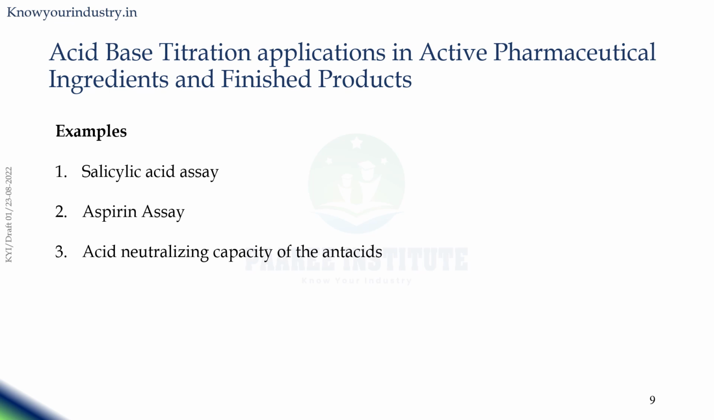Some of the classical examples of these acid-base titrations in the pharmaceutical industry are the salicylic acid assay, aspirin assay, and the acid neutralizing capacity assay of antacids. This is the most commonly used application of acid-base titration, in determination of the assay of the active pharmaceutical ingredient in the finished product, or you can directly assay the active pharmaceutical ingredient when it is available in the form of API.